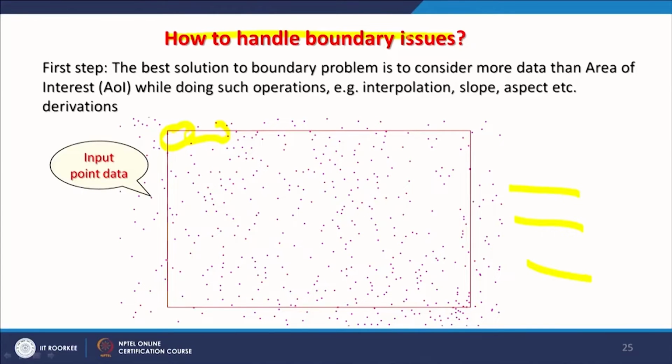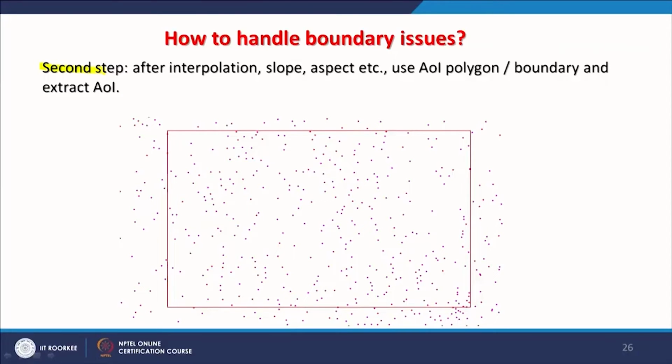So, the first step, how to handle boundary issues: consider more data than the area of interest, or more points, while doing such operations as interpolation, slope, aspect, etc. derivatives. So, boundary issues will not come in. Now, similarly, the second step, as I have also mentioned, is that after interpolation, slope, aspect, etc., use the AOI polygon, like here this one shown as a red rectangle boundary, and the extract tool or clip tool, through which you can always create the result. Like here, how to handle boundary issues, which we have done.